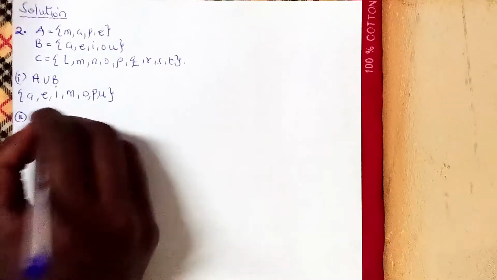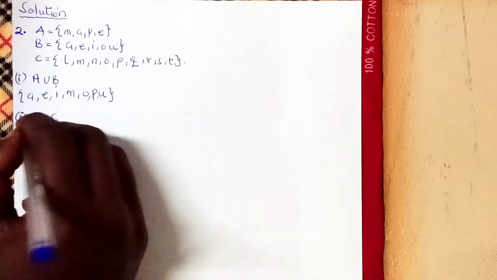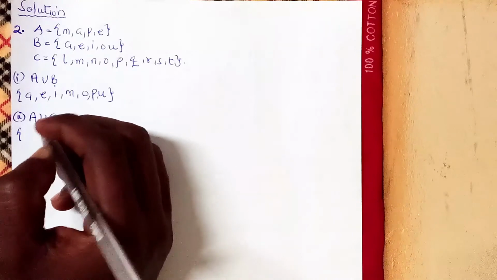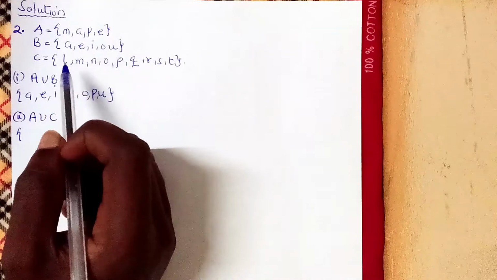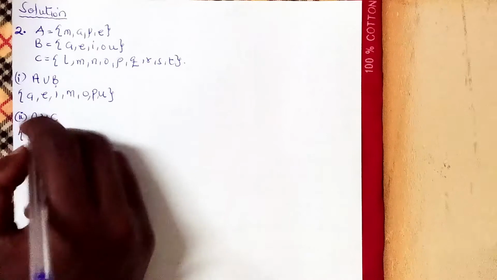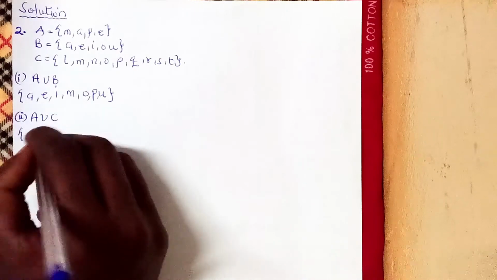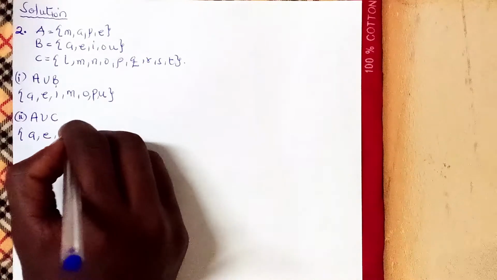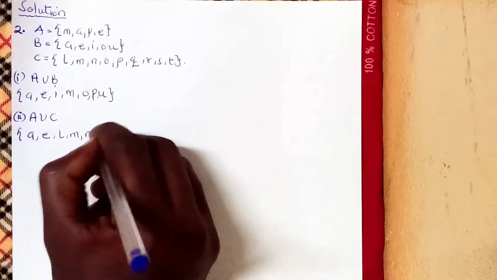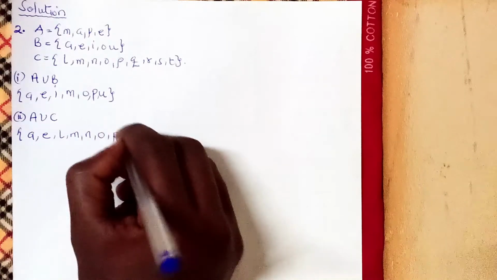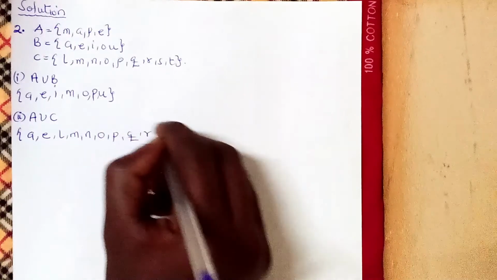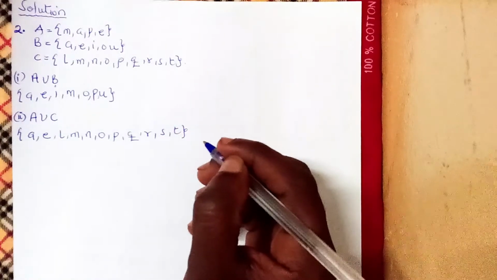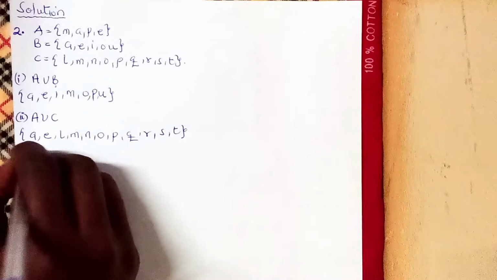We have A union C. As we did with I, so as we are doing to II. So we are uniting A and C. So we have A, we have E, we have L, we have M, we have N, we have O, we have P, we have Q, we have R, we have S, and we have T.